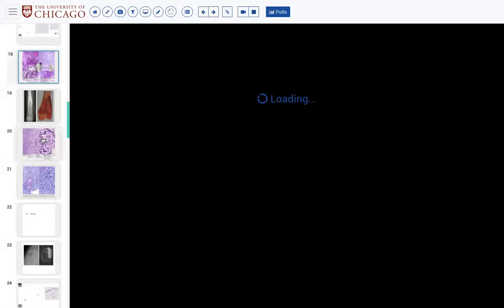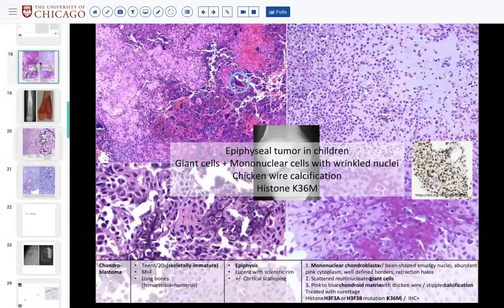So let me pull up the slide. So, oh yeah, I did have it here. So histone 3, specifically the K36M mutation, is present in chondroblastoma. So I did have my chondroblastoma slide in here, sorry about that.